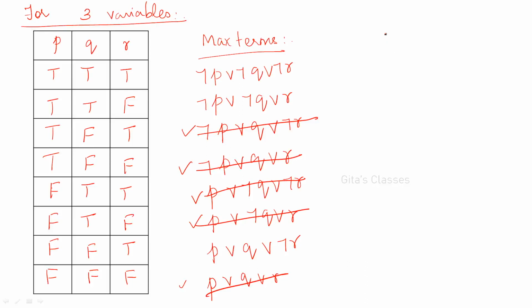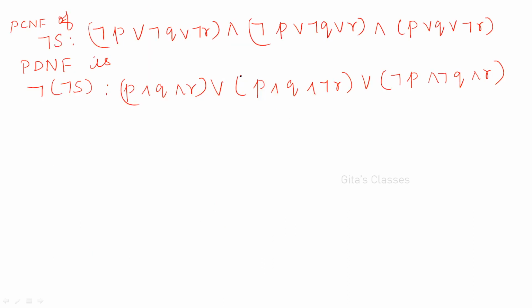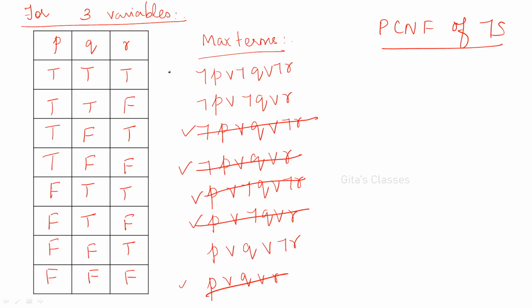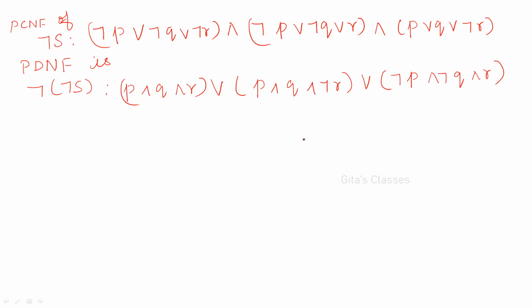So from this what can you write? PCNF of negation of S can you write? That is the remaining 3 terms, right? And from that if you take the negation you will get the PDNF. So remaining terms I have written like this. PCNF of negation of S is not P or not Q or R, not Q or not R. The 3 terms I have written for negation of S. And how will you find out PDNF from this? Take the negation of S. Okay. So these are the 3 terms which give the PDNF.